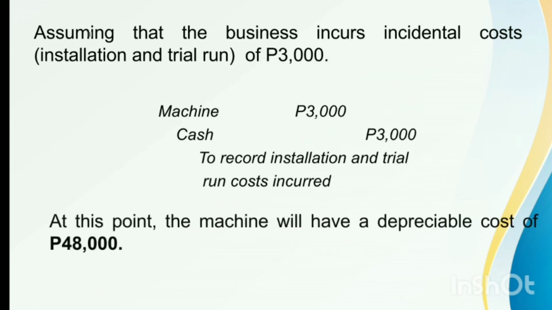So at this point, the machine will have a depreciable cost of 48,000 pesos. So 45,000 after the discount. So we have 45,000 plus here the incidental cost of 3,000 pesos. So that makes up the 48,000 pesos.